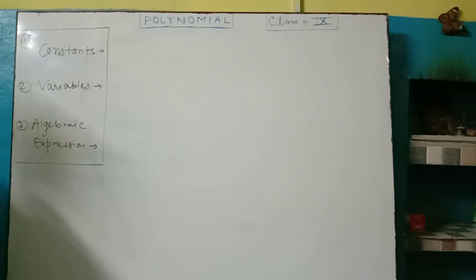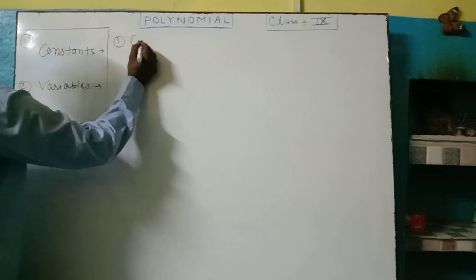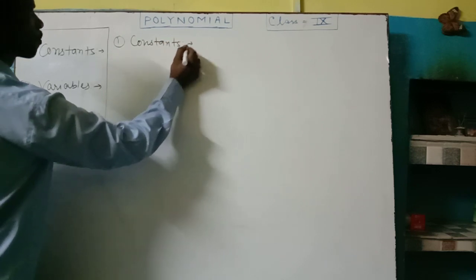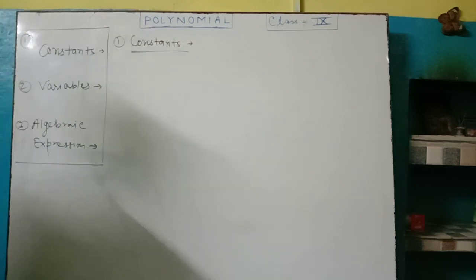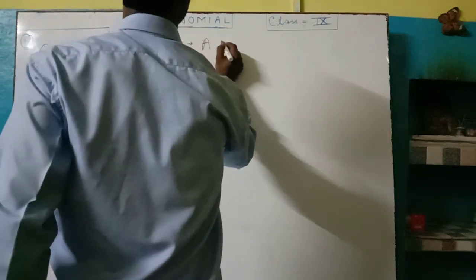Before starting the chapter polynomial, first we will read about constants, variables, and algebraic expressions, which we have studied in our previous classes. So, first we start from constant. What is constant? A symbol whose value is fixed.